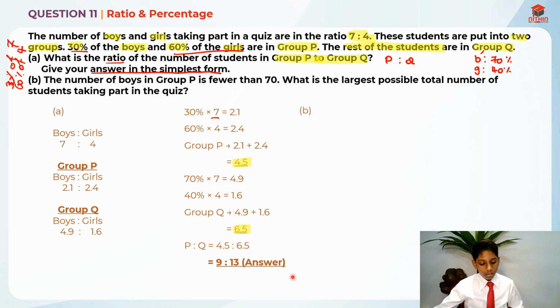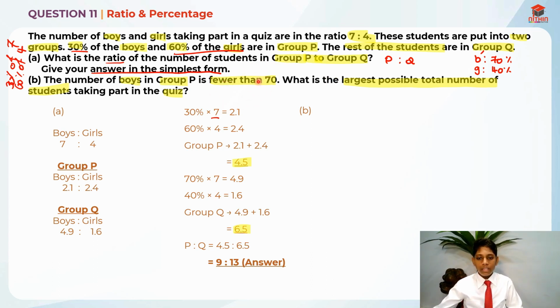Okay, so part B, let's read the question. The number of boys in group P is fewer than 70. Oh, okay, so let me just highlight that. Boys in group P is fewer than 70. What is the largest possible total number of students taking part in the quiz? Okay, so in order for the largest possible total number of students to take part in the quiz, we need to have the largest possible in P.